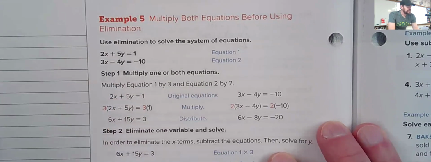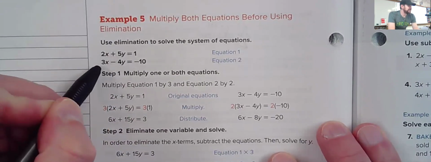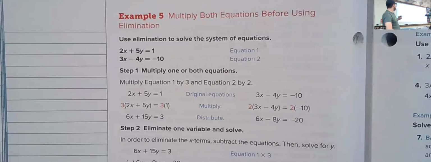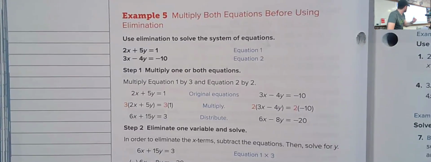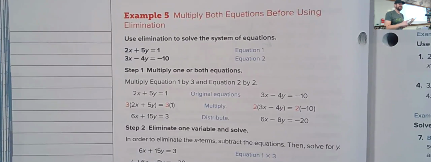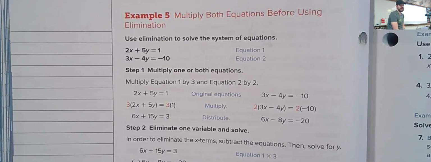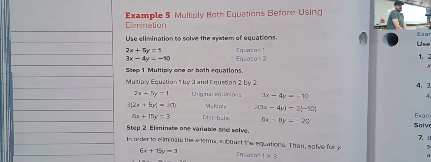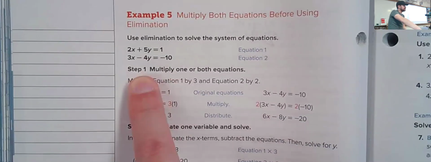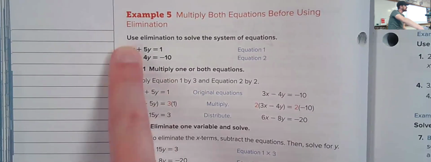However, 2 and 3, not the same number, not opposite numbers. 5 and -4, not the same number, not opposite numbers either. So we have to make sure that we multiply either one or both equations in order to get the same or opposite values in front of either x or y. So, for example, we could multiply the first equation by 3 and the second equation by 2 in order to get 6 in front of the x's.